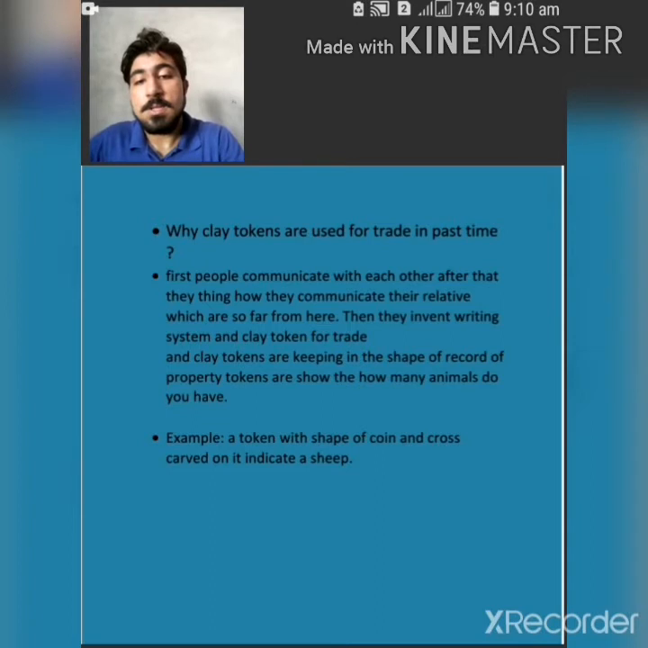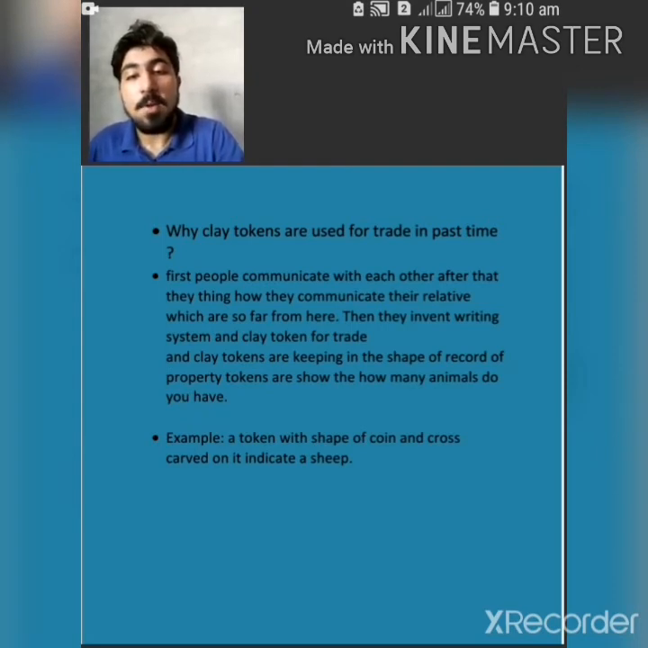It means the tokens show the symbol of the property. Then: which property do you have and how many things do you have? These clay tokens were made for these things, and they do not feel difficulty when they keep the tokens in the pocket. They easily handle it, go so far from here, and do business with other people without any difficulty.